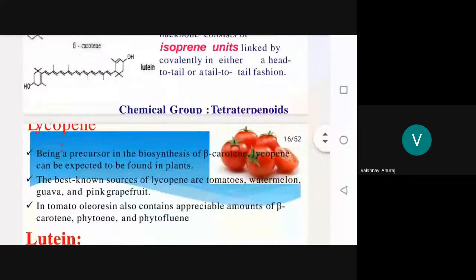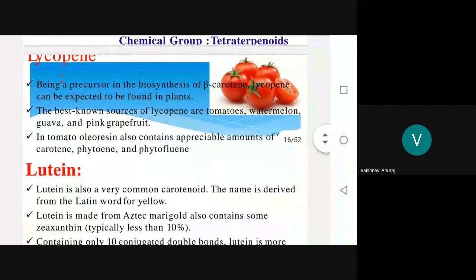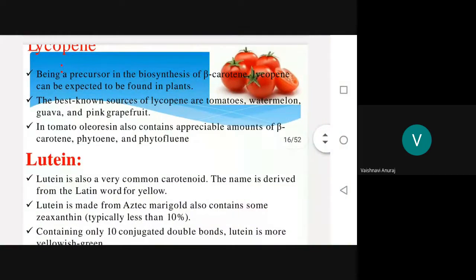Can you see the lycopene? It has been cut in the slides. Yes, ma'am. Okay. So lycopene is sometimes a precursor for the synthesis of beta carotene. And the most important sources of lycopene are tomatoes, watermelon, and grapefruits. And the guava, not the white guava. You know, there is a pinkish guava. That is a source of lycopene.